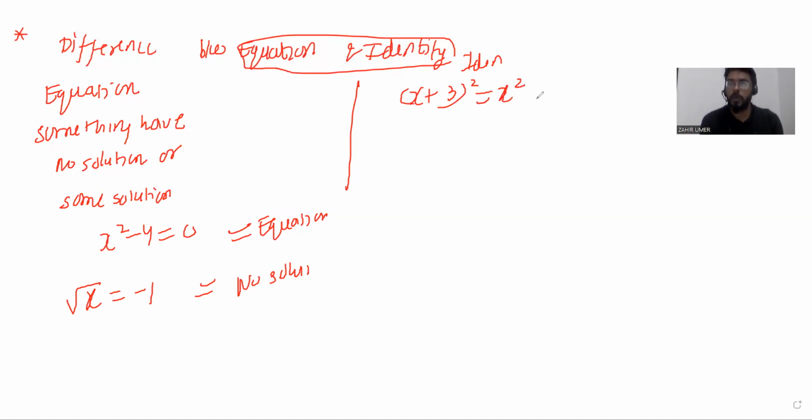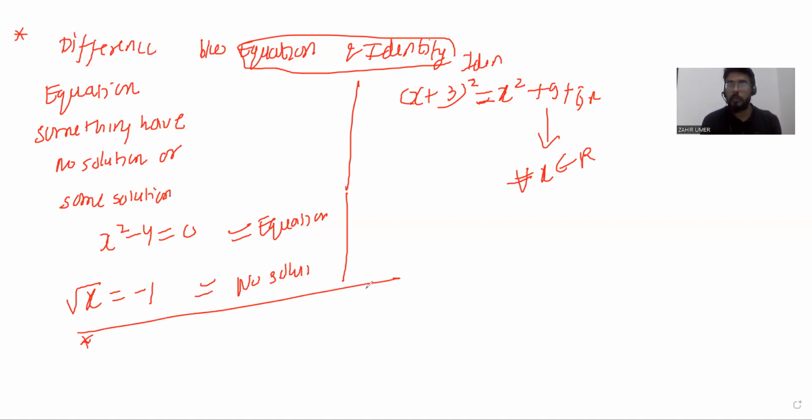is equal to x square plus 9 plus 6x. It is an identity because it is satisfied for every x belonging to R. So in case of an equation, we say that the equation has some solution or no solution, but in case of an identity, we have infinite solutions. An identity is satisfied for every real number x, for every value of x. So that is the difference between an equation and an identity.